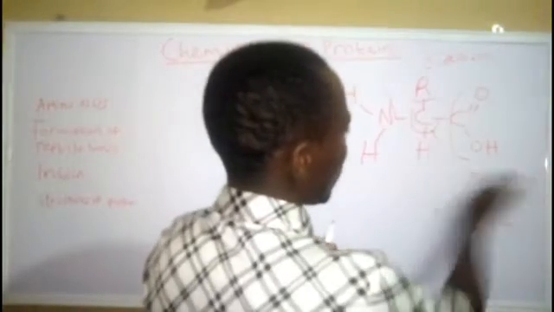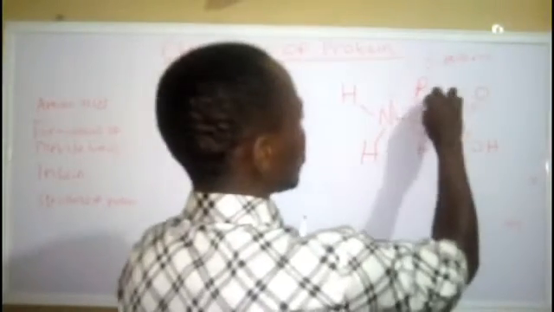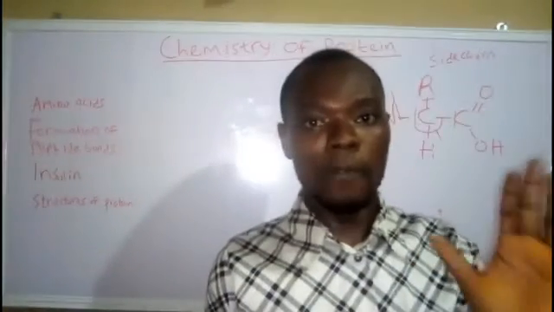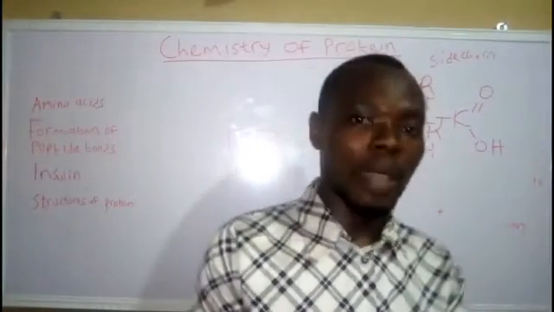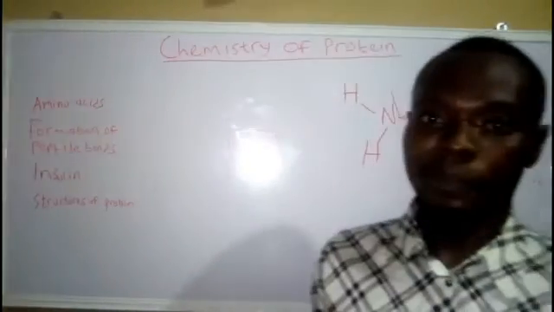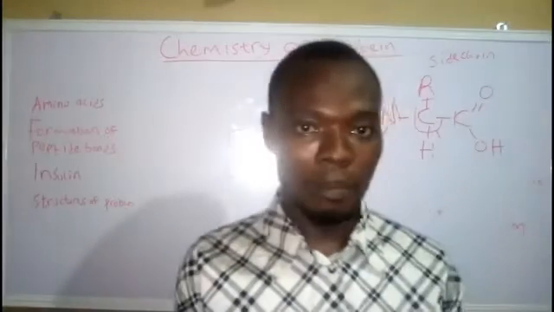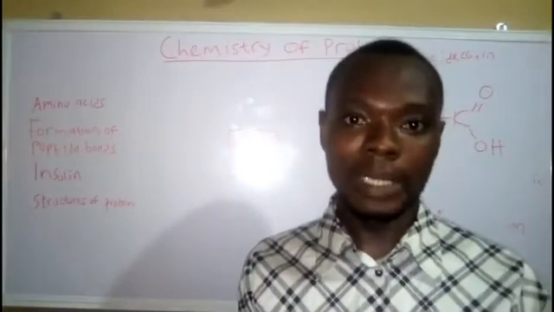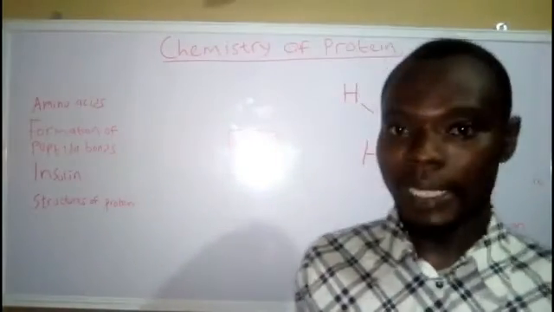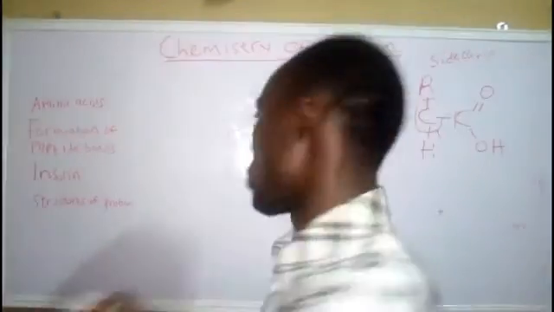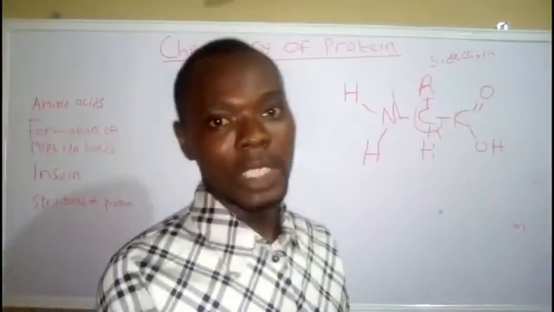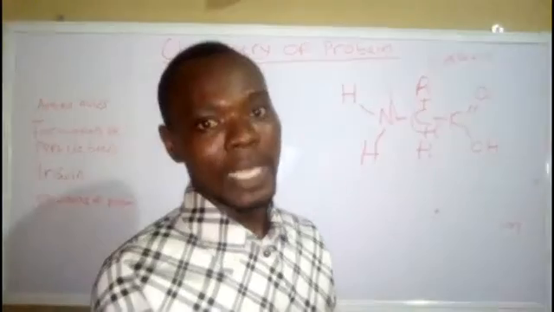We can move a little bit forward. Now let's discuss something. Amino acids are grouped majorly into four. Are you getting it? We have the non-polar, the polar amino acids, the acidic amino acids, and the basic amino acids. So those are the four groups of amino acids. They are grouped based on their side chain.